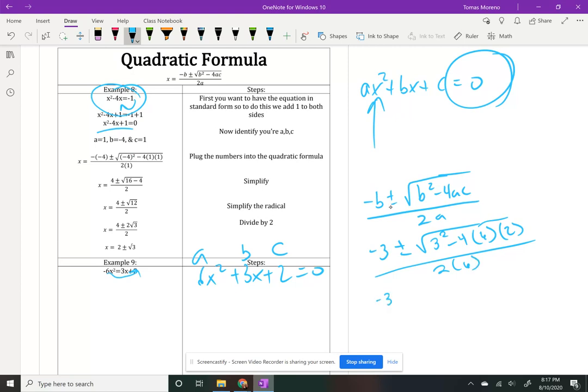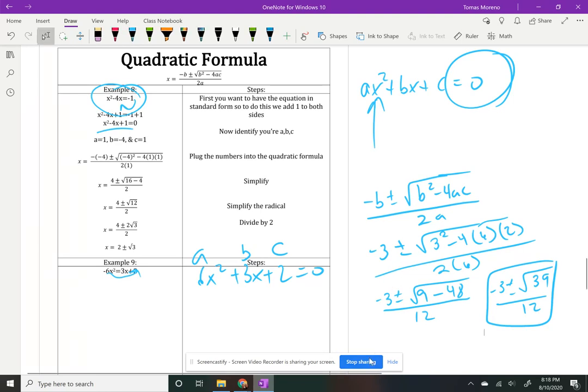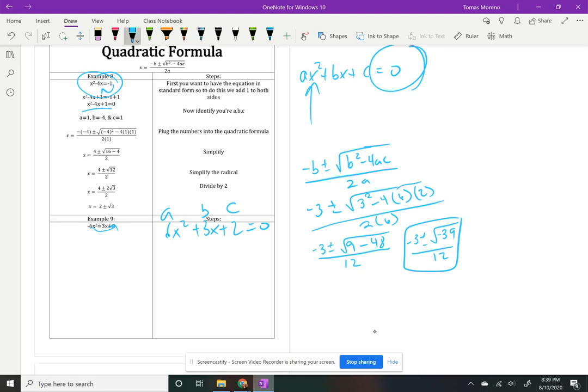So now I have negative 3 plus or minus. I have 9 minus 24. That is 48 over 12. And now I have, what's this, 39? Yes, over 12. And I believe 39 is prime, so we could just leave it like that. Oops, I had said positive 39, but it's actually negative 39, okay?